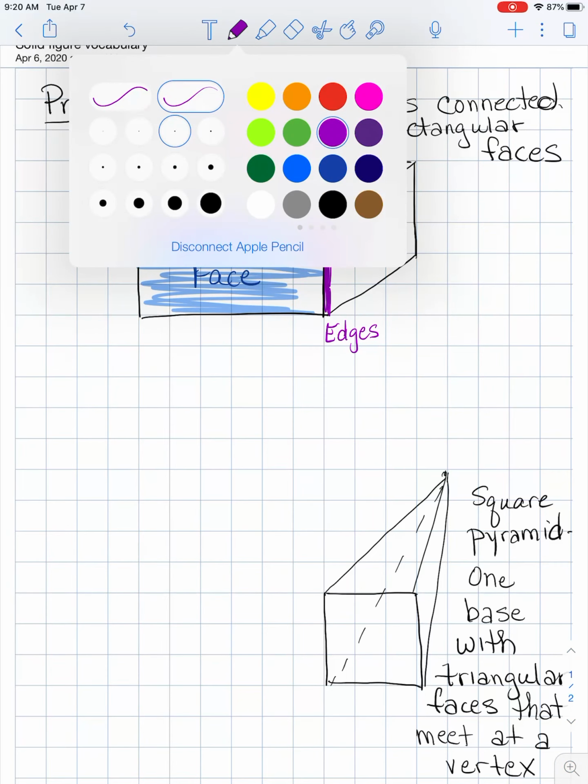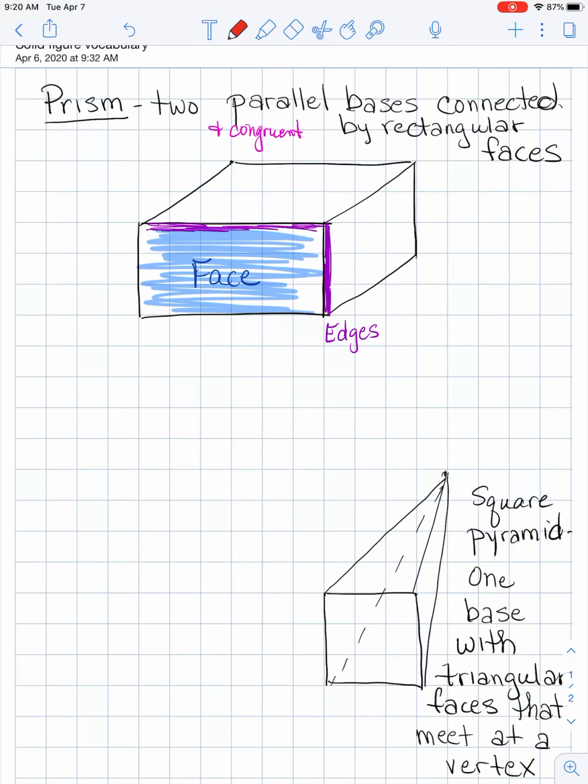The next thing that we have is a vertex. And a vertex is just a corner. Okay, so a vertex is a corner where, in this case, three edges are meeting, but it doesn't have to be three. So think of a vertex as just a corner of a figure.